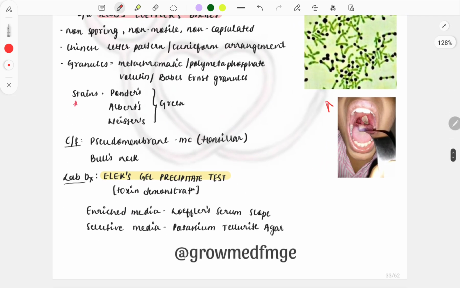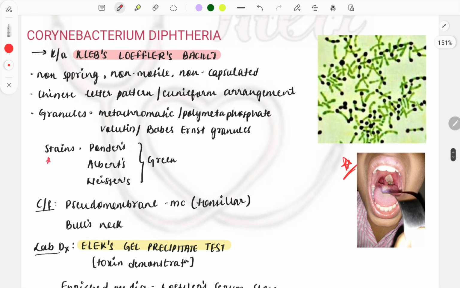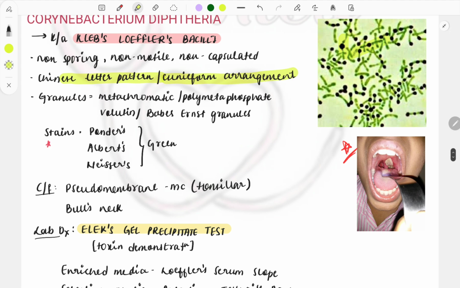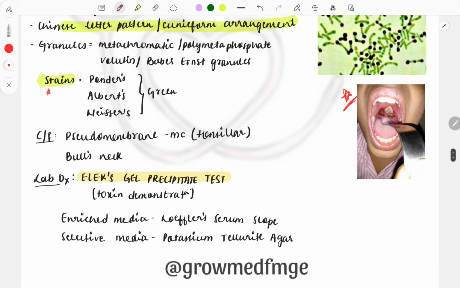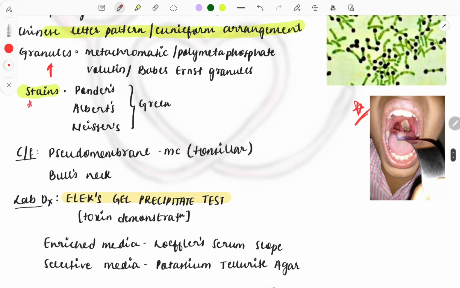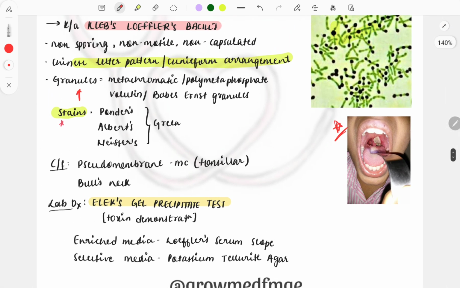So this is a repeat topic, and this image, I don't know why this is the favorite question of the examiners. Okay, so this is also called the Klebs-Loeffler bacillus. It is non-sporing, non-motile, and non-capsulated. The things which you must remember from this are the Chinese letter appearance, this figure, and cuneiform arrangement. The granules are described as metachromatic, poly-metaphosphate, volutin, and Babes-Ernst granules. So the stains, this is a PYQ, so you need to remember the stains: Ponder's, Albert's, and Neisser's, which stain the granules green in color. So these are the stains for the granules, and you really need to mug up these things.